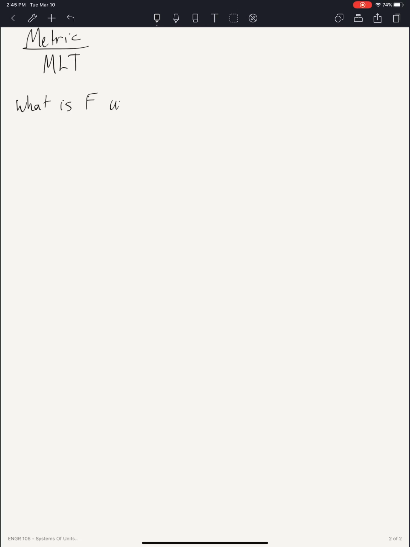What is the F unit? Well, I know that F is equal to ML over T squared, which tells me that this is the kilogram meter per second squared, since these are the fundamental units. Kilogram, meter, and second are all fundamental. That means this combination of them is standard. This is a standard unit.